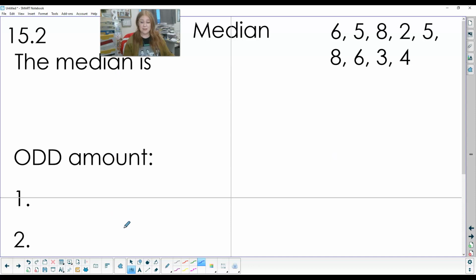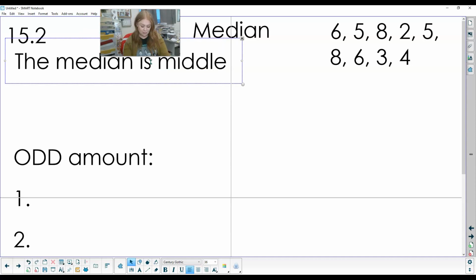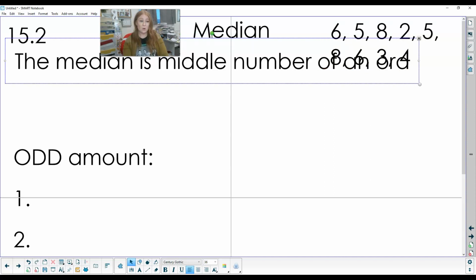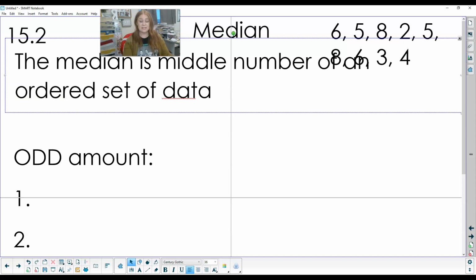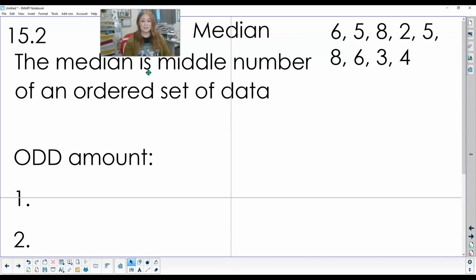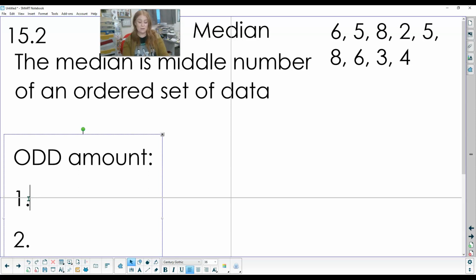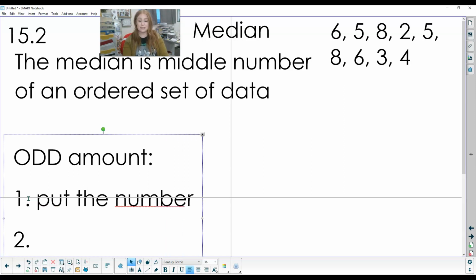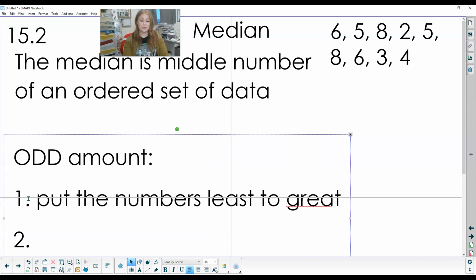The next one is the median. The median is the middle number, but the numbers must be in order. It's the middle of an ordered set of data. So they must be ordered, okay? So put these in order. When we have an odd amount and an even amount, we have to do it a little bit differently, but our first step is always the same: put the numbers least to greatest. So let's start with that.